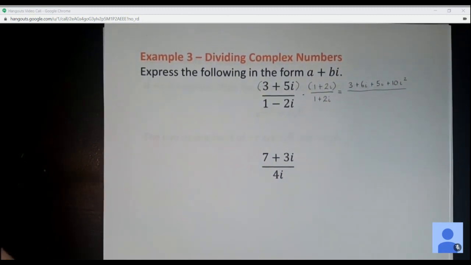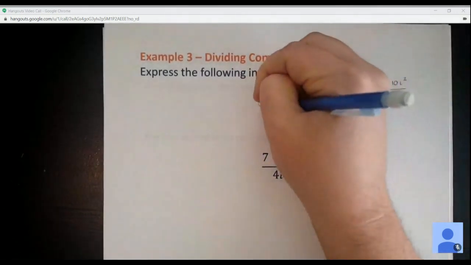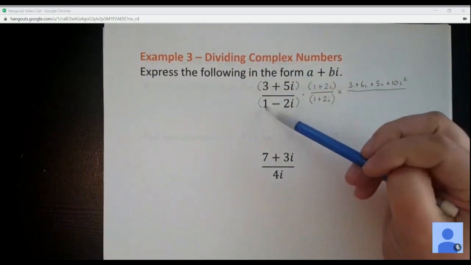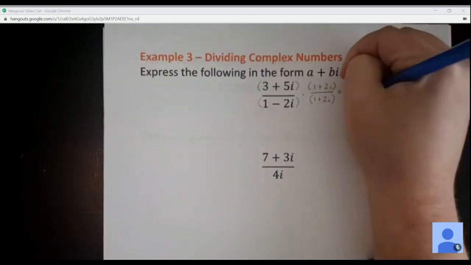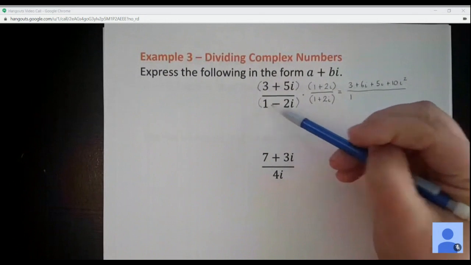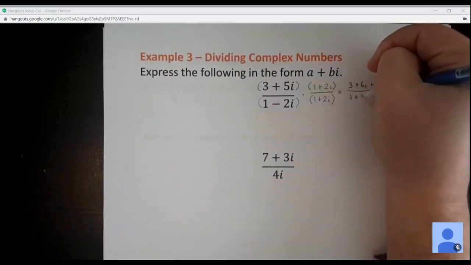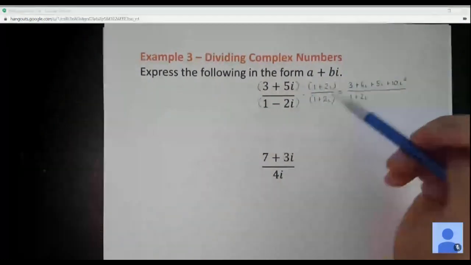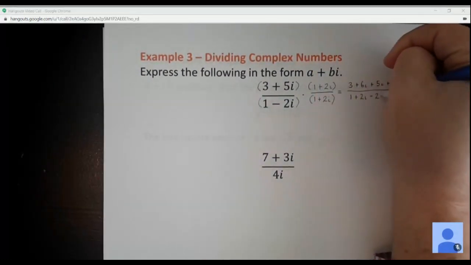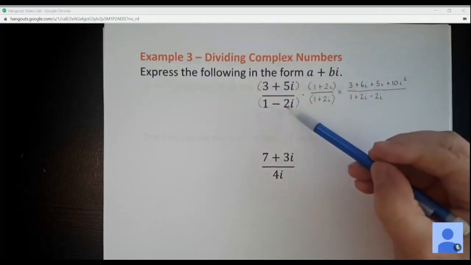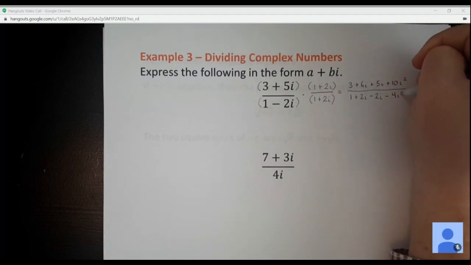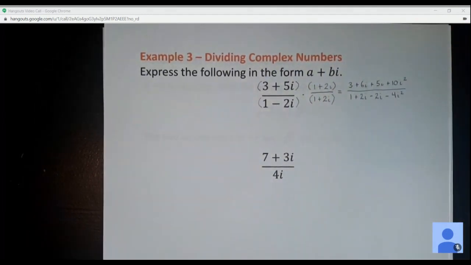Now we're going to do the same thing in the denominator. So we got to use FOIL again. We do that. We have 1 times 1 is going to be 1. Outer terms, 1 times 2i, positive 2i. Inner terms here, negative 2i times 1 is going to be a negative 2i. And then our last term is negative 2i times 2i. It's going to be a negative 4i squared.